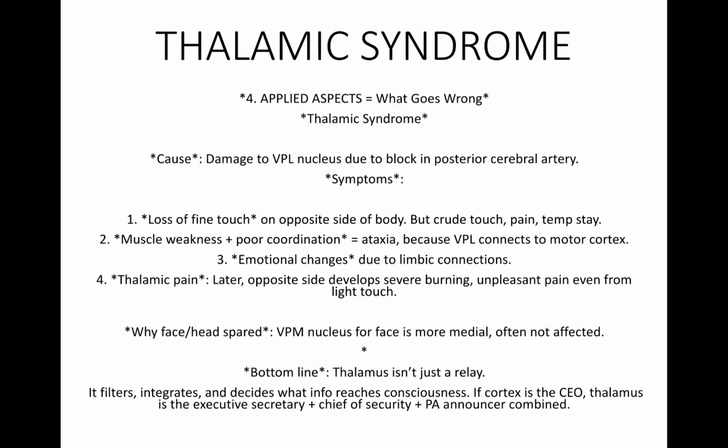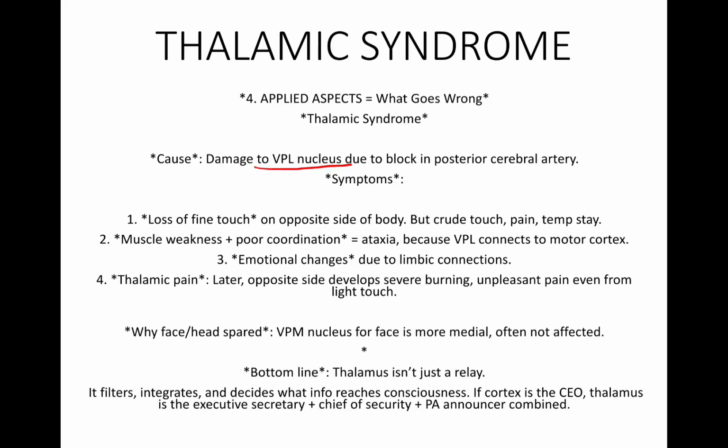Next comes the thalamic syndrome. In applied aspect, you can see what is going wrong. If something is going wrong with the thalamus, that is the thalamic syndrome. What is the cause of the thalamic syndrome here? Damage to the VPL nucleus. Due to what? Due to block in the posterior cerebral artery.